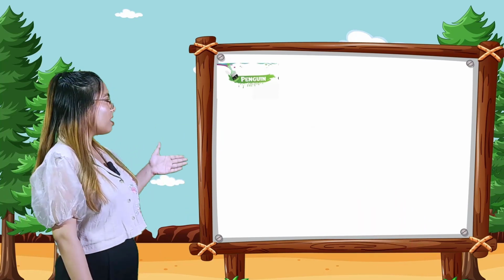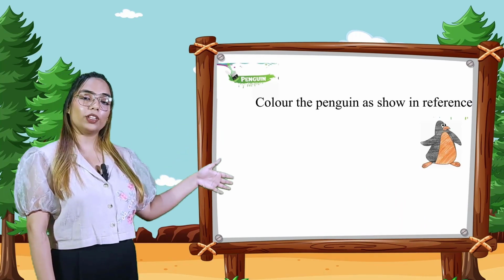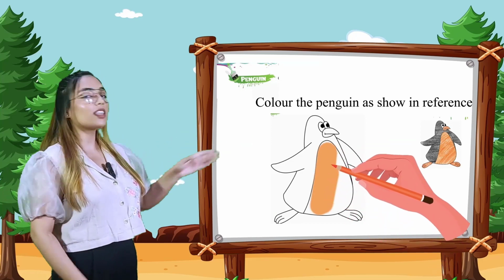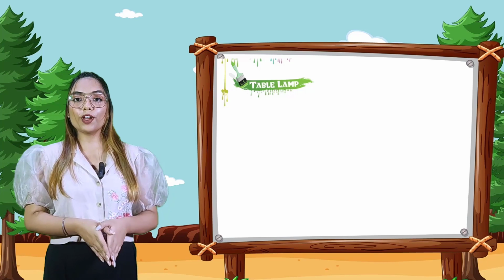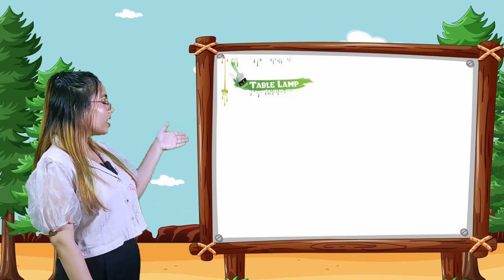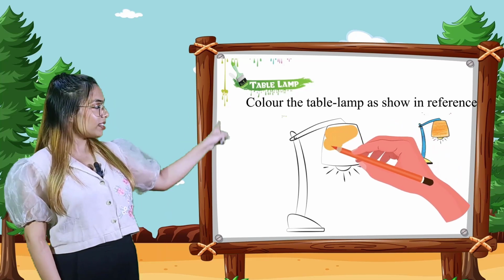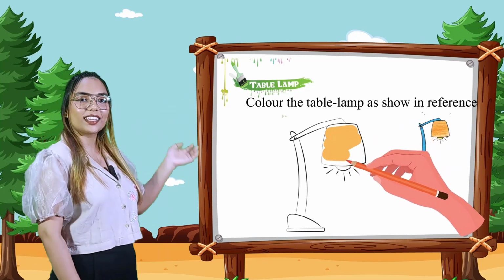Moving on to the next image, over here we have a penguin. Pick out your colors and start coloring this penguin as shown in the reference. Moving on to the next image, over here we have a table lamp. So pick out the colors as shown in this reference and start coloring this.